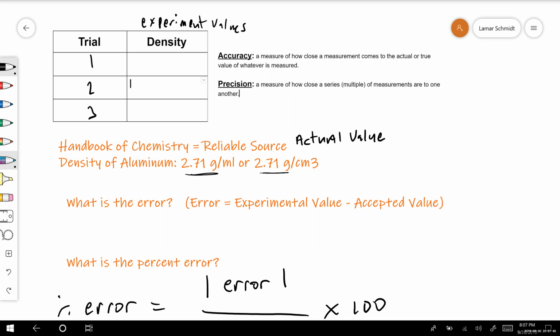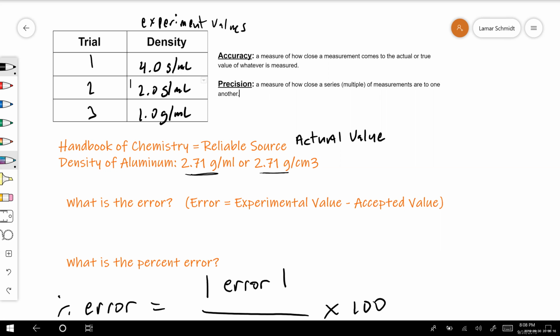All right. So if you have density, let's say in this first scenario, that we have 4.0 grams per milliliter, 2.0 grams per milliliter, and 1.0 grams per milliliter. And I were to ask you to describe the results here. Are they accurate or are they precise? All right, do they show precision?